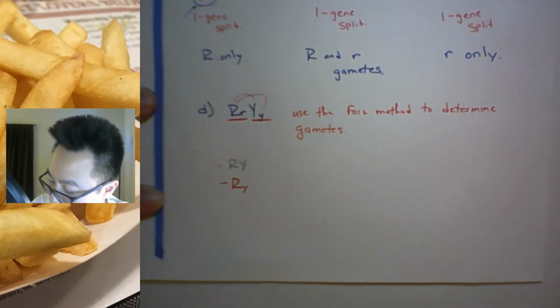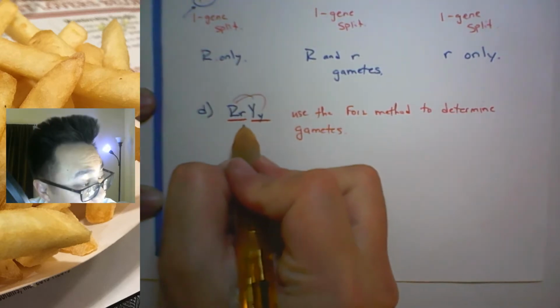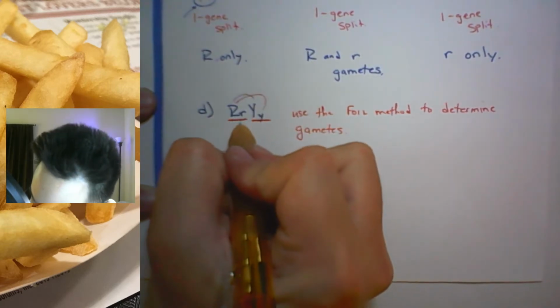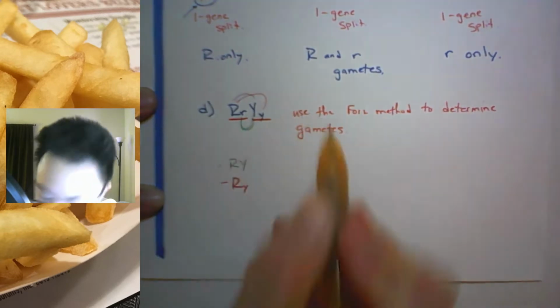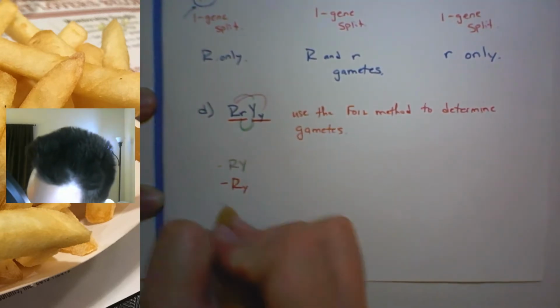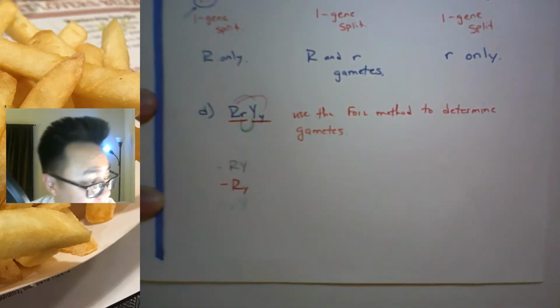And then I like to take the second letter of the first group and connect it with the first letter of the second group. As you can see there. So it would be little r, big Y.